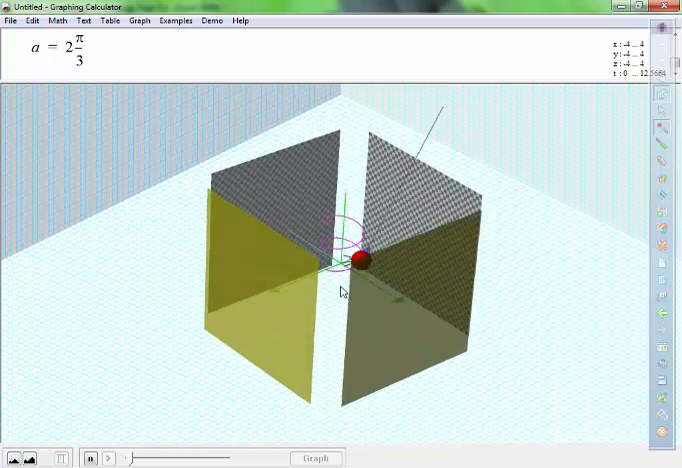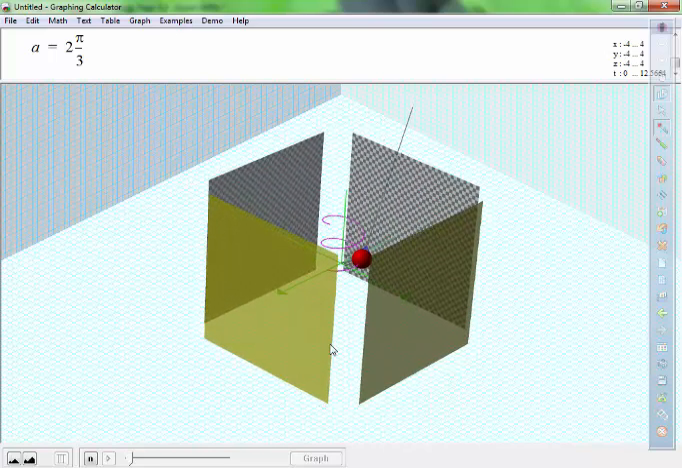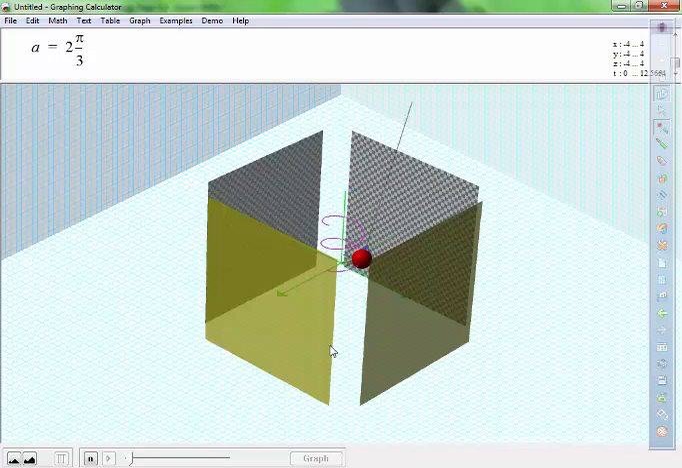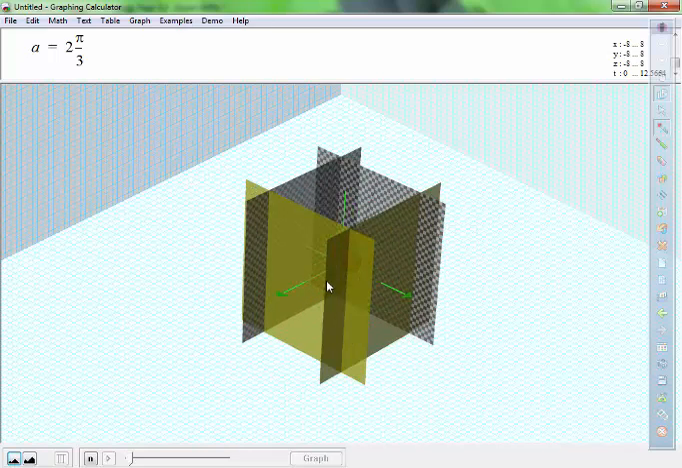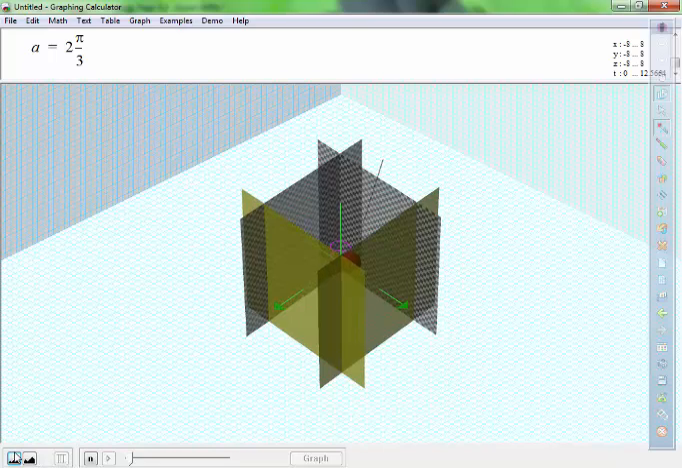So this is our picture for this drawing. Is that okay? That would be a good graph.